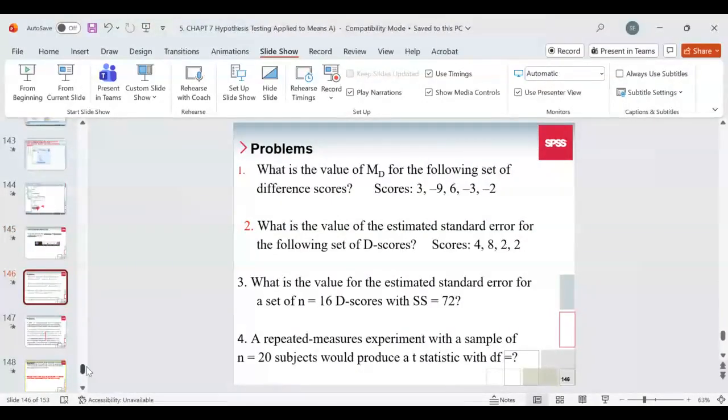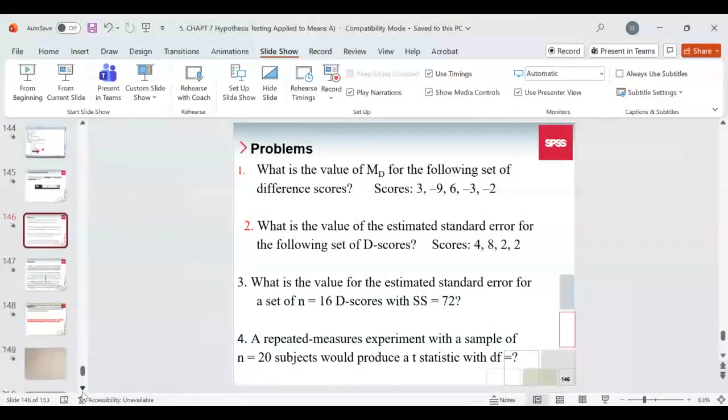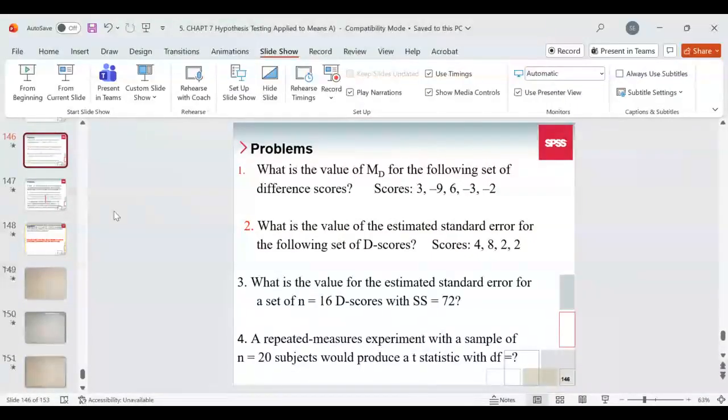So let's go over some of these problems. Keep in mind, if you do these problems and email them to me, you get credit for it. Extra credit for the final.